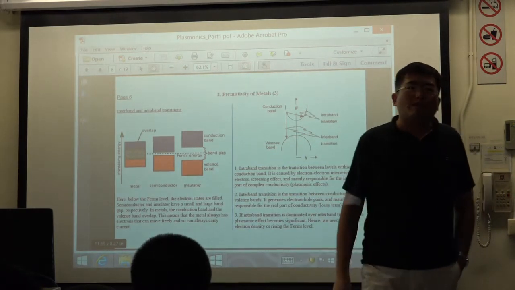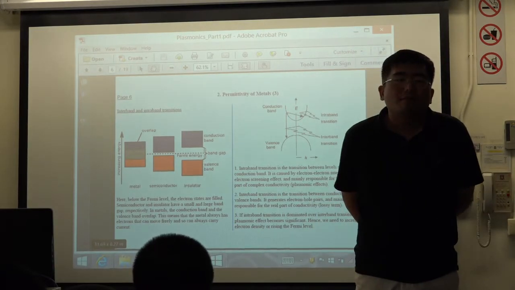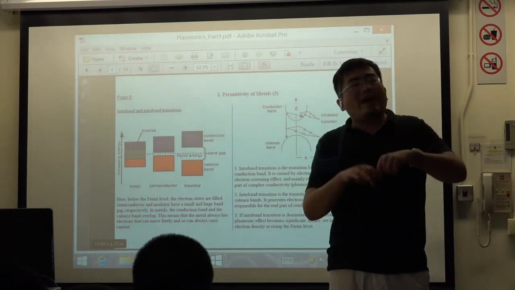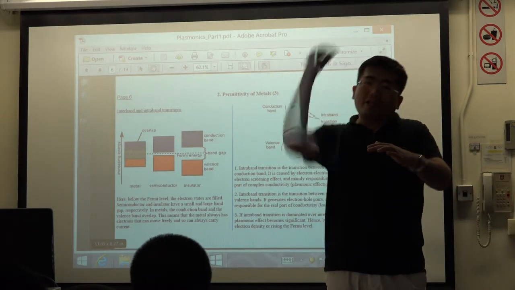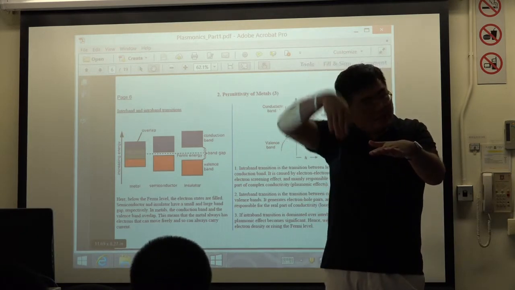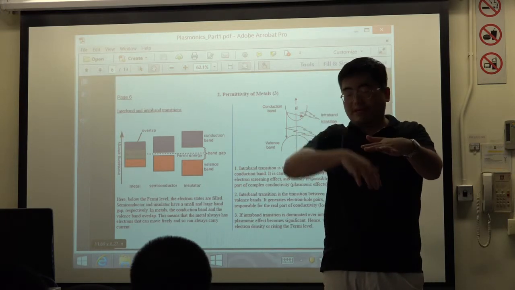What's the meaning of Fermi level? If a material's Fermi level is high, what's the meaning of that? Many electrons. The electron density is very high, right? Because when you put an electron in this system, it occupies a state. Put in another, it occupies a different state. They cannot occupy the same state due to the Pauli exclusion principle.